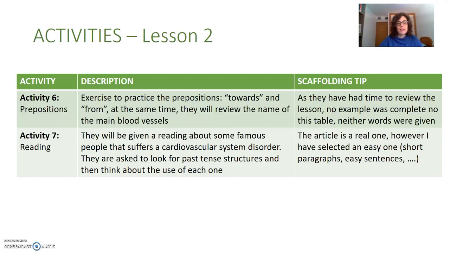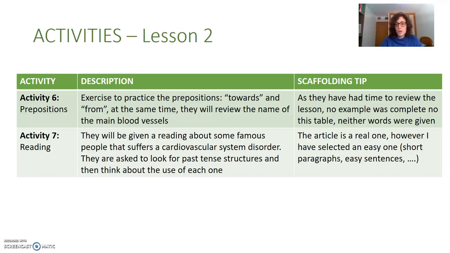Next, we will make a reading. They will be given a reading about some famous people that suffer cardiovascular system disorders. And while they are reading, they are asked to have a look at past tense structures and think about the different use of each one.